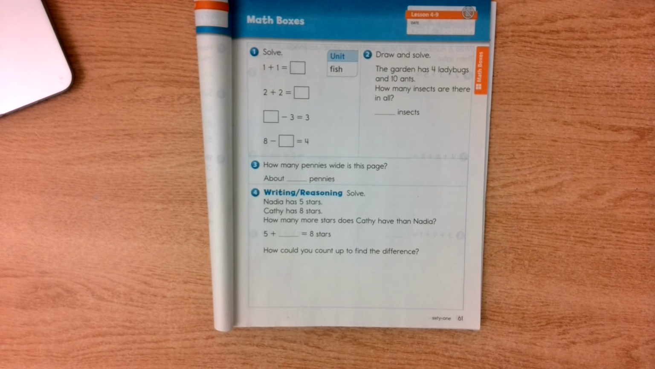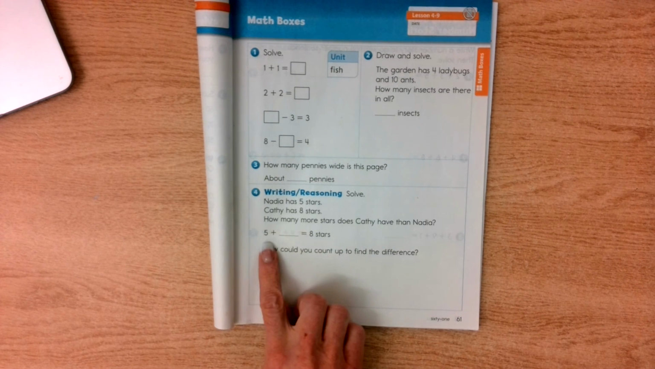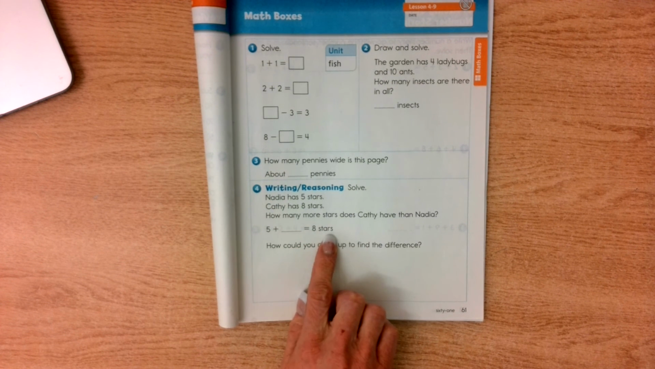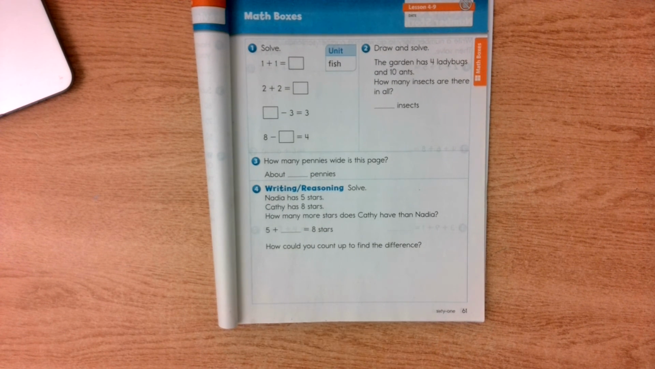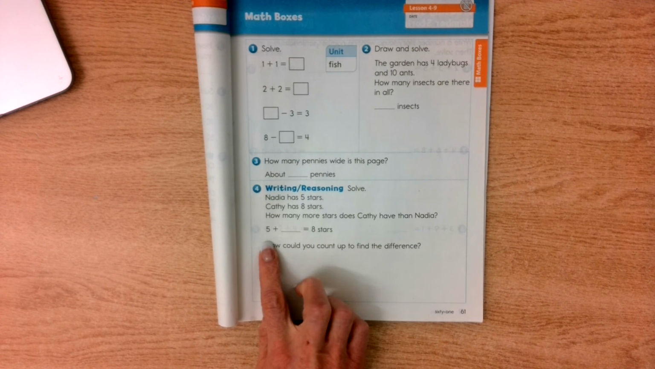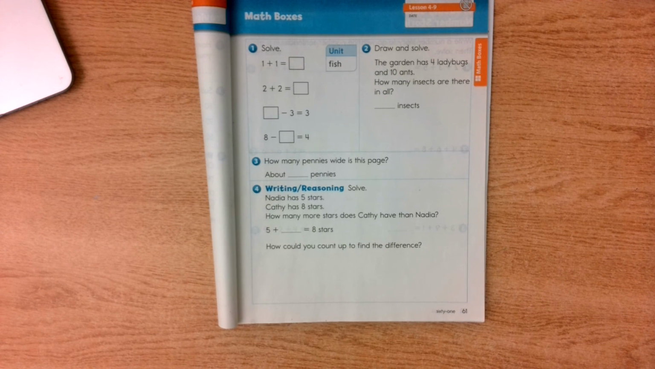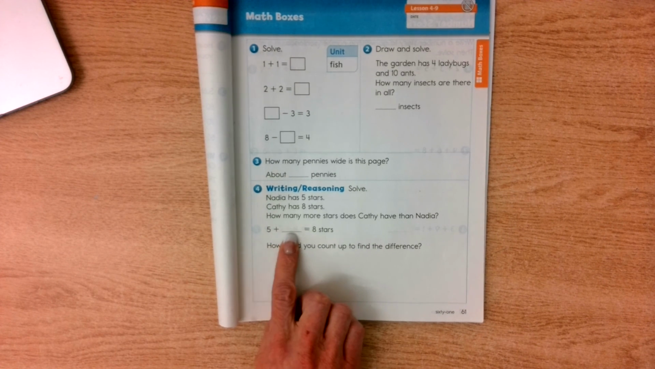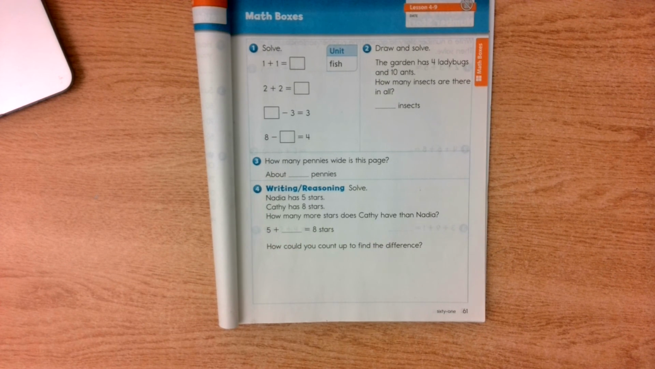All right, writing, reasoning, solve. Nada has 5 stars. Kathy has 8 stars. How many more stars does Kathy have than Nada? 5 plus blank equals 8. So Nada has 5. Kathy has 8. She wants to know how many more stars Kathy has. So what are you going to do? 5 plus what equals 8?